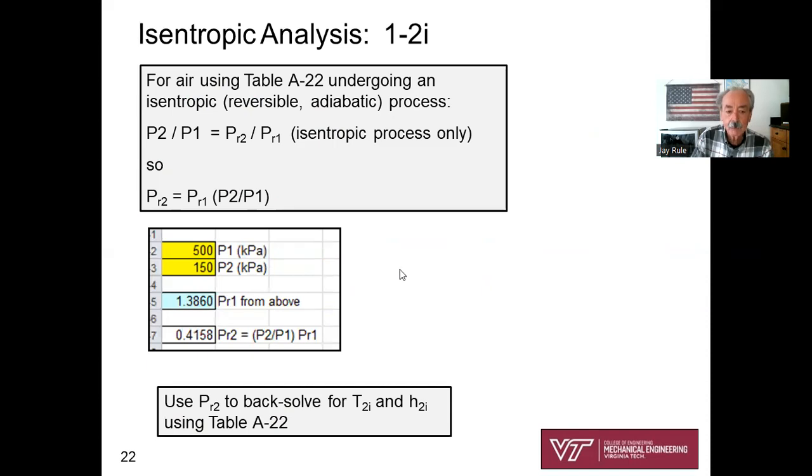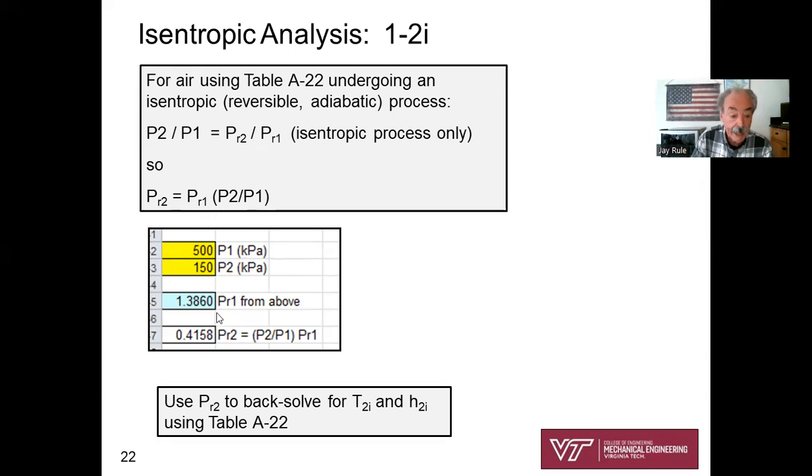Okay, so now I want to talk about that. For an isentropic process only, with an ideal gas with variable specific heat, P2 over P1 exactly equals Pr2 over Pr1. That's an important identity, and it's defined in your book better than I have explained it here. But please recognize it's only for isentropic processes. So we're going to be able to solve for Pr2 since we know P2 and P1, and we just wrote down Pr1. So Pr2 equals that.